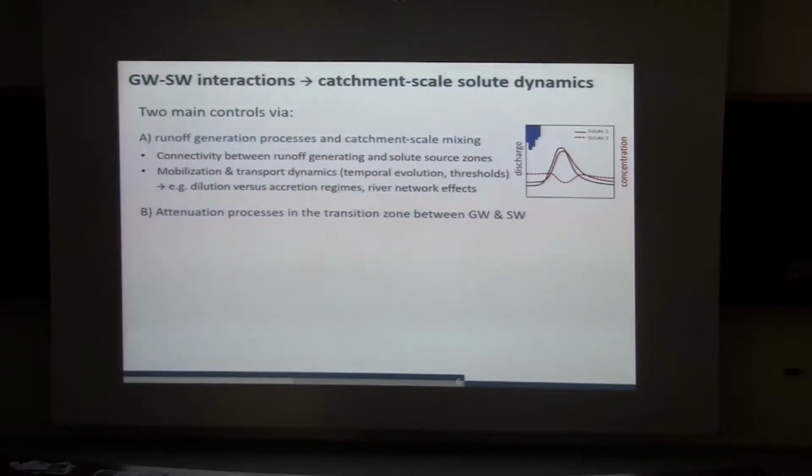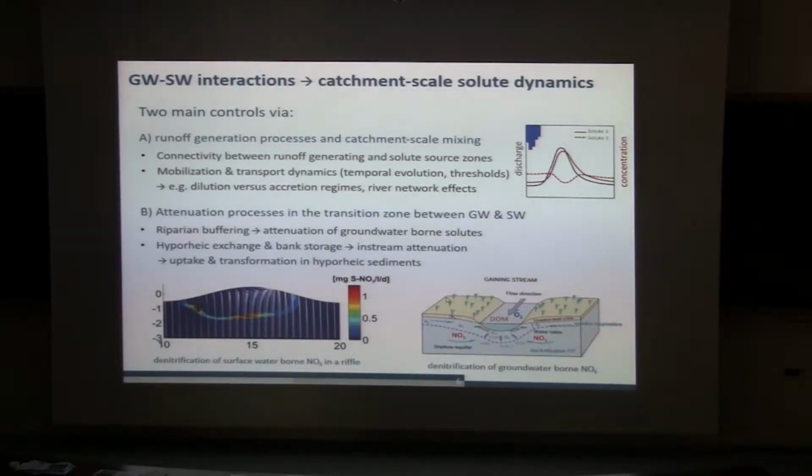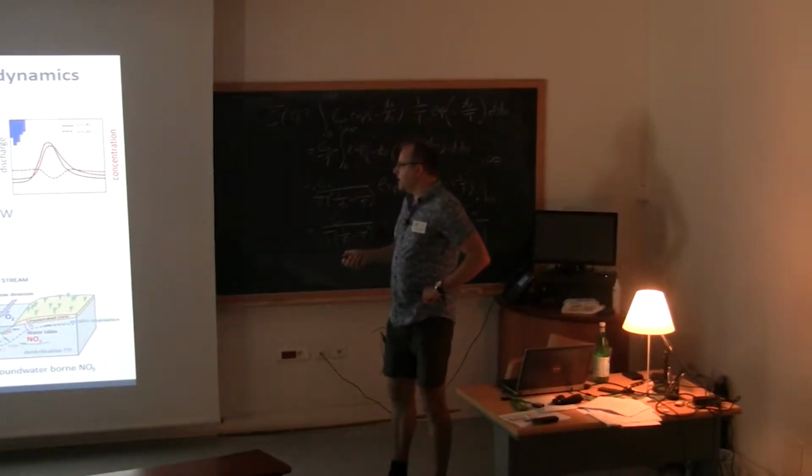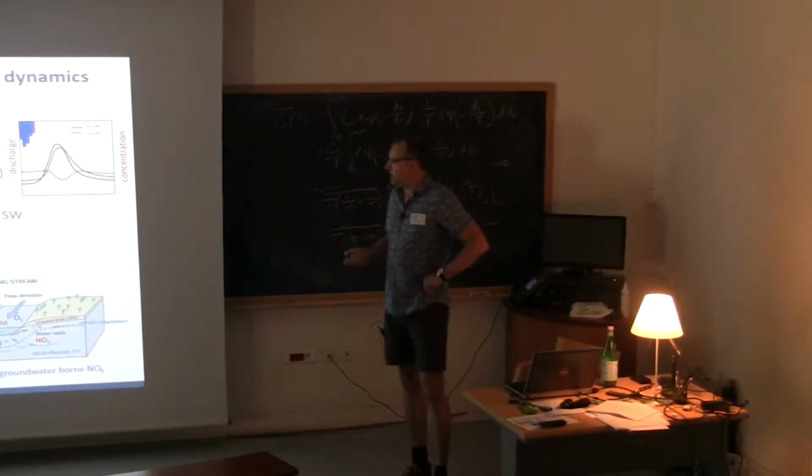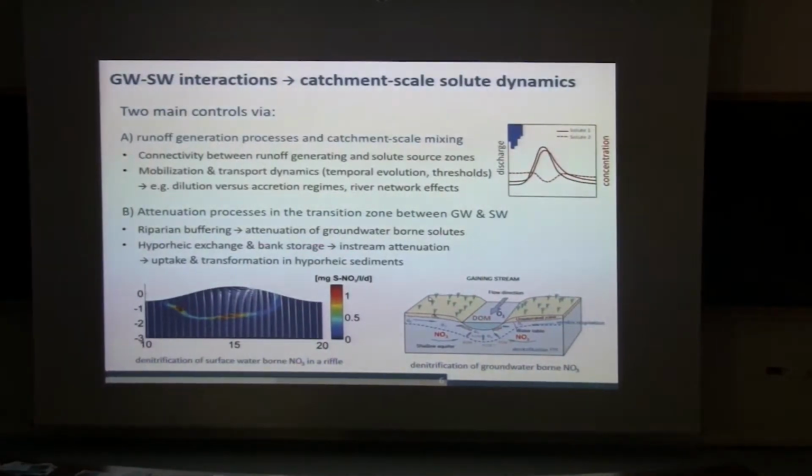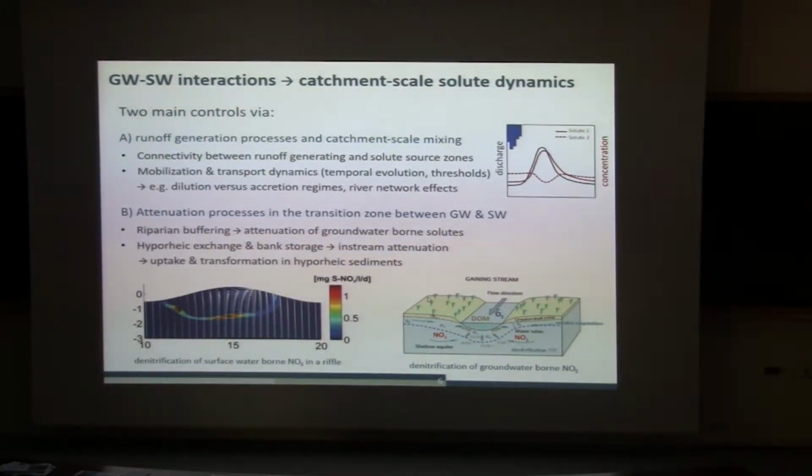I'll be focusing more on this work down here, which is the other main control, which relates to the idea of the hyporheic zone being a reactor. So the transition zone is an attenuation zone between groundwater and surface water. You may have seen those papers on what is called riparian buffering, that often riparian zones with waterlogged soils are a good zone to attenuate groundwater-borne solutes like nitrate from agricultural fields, for example. But then also the hyporheic exchange and bank storage cause a certain level of in-stream attenuation of water that is already in the channel network. And this is what I'll be talking about with my simulation examples.